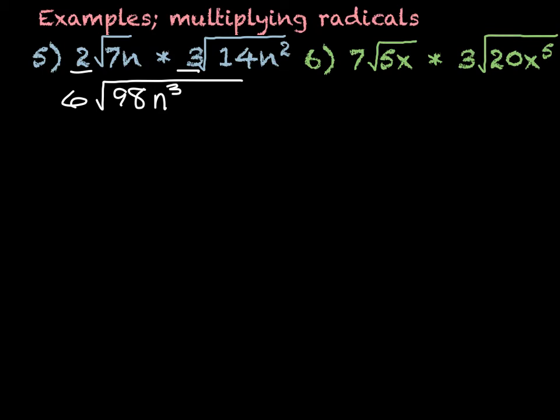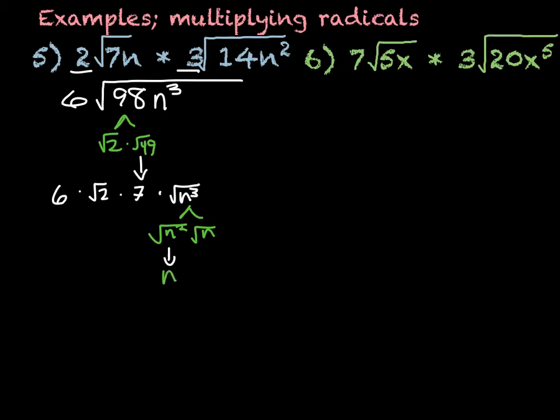So what I'm going to do now is simplify my square root. So I'm going to simplify the 98, and it's going to go to the square root of 2 times the square root of 49. But we know the square root of 49 is 7. So I have the square root of 2 times the square root of 7 times the 6 times my square root of n cubed. So now I have to deal with the n cubed. N squared times n, all under the square root. N squared is just going to go to n. So I have n, square root of n.